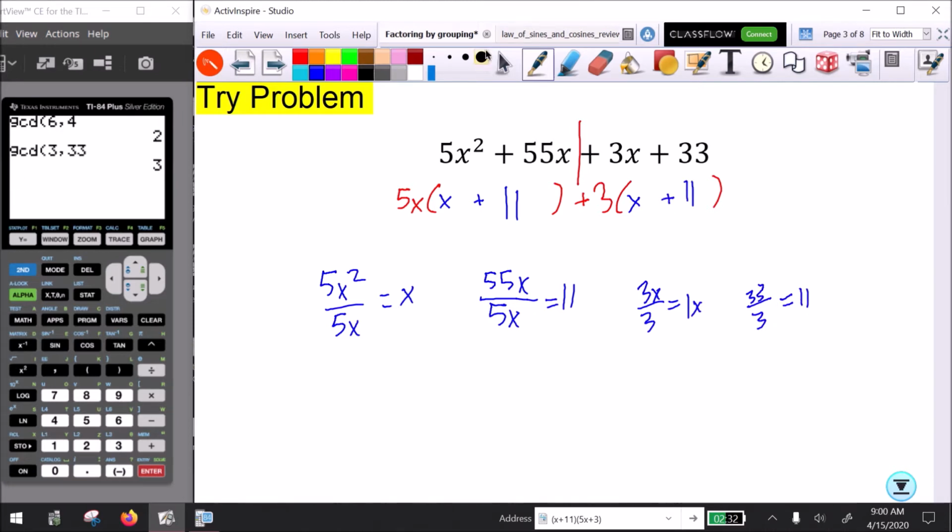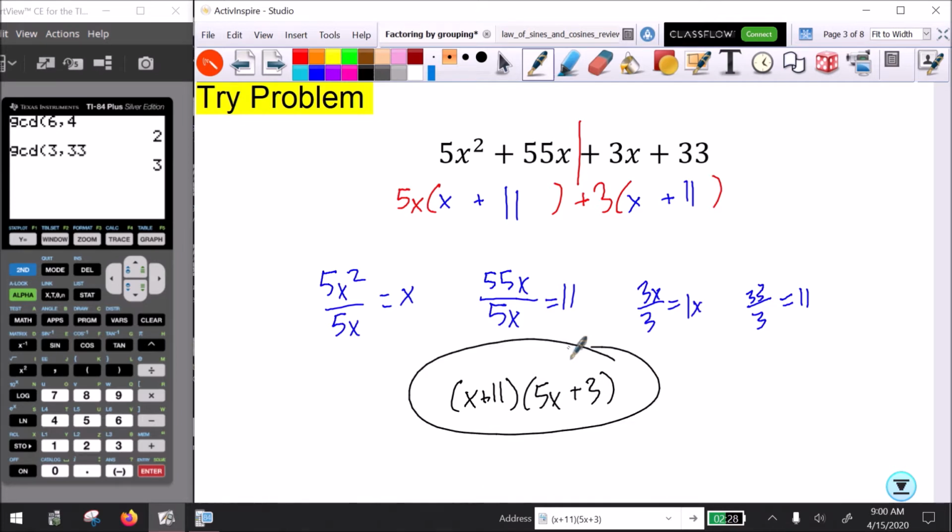Alright, so notice that we have a common binomial factor right here, that x plus 11. We can factor that out. And when I factor out the x plus 11 from the first part of this expression, I'm left with a 5x. And when I factor out the x plus 11 from the second part of the expression, I'm left with 1x. And that's our answer.